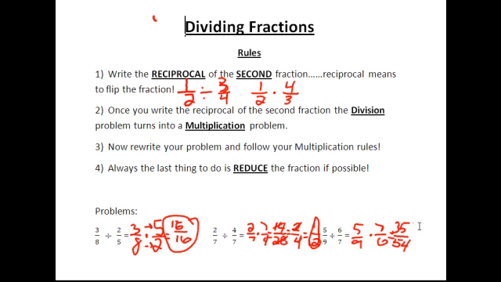So there is no number that 35 and 54 can go into, so that will be our final answer. I hope this helps you with dividing fractions.